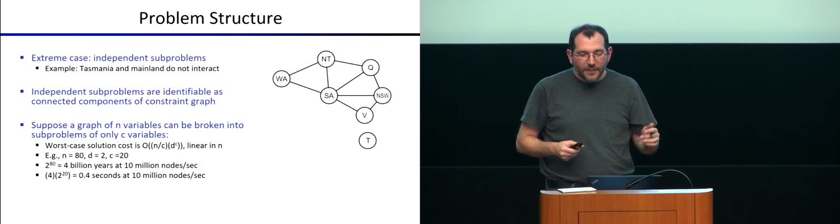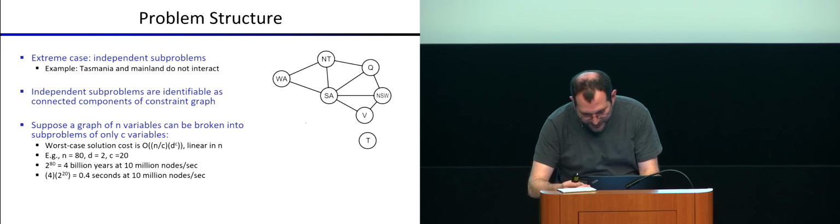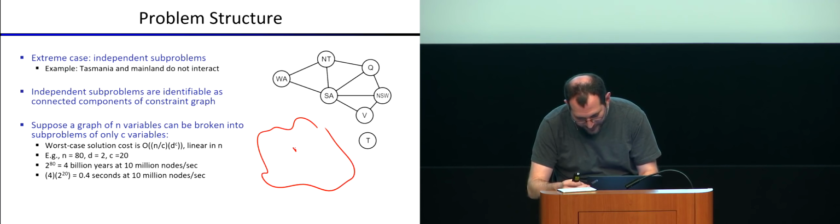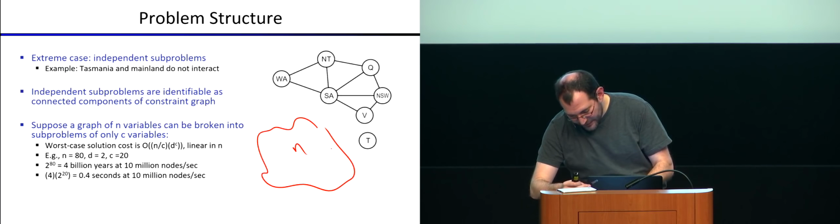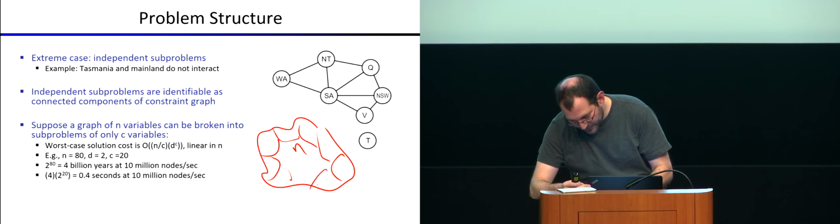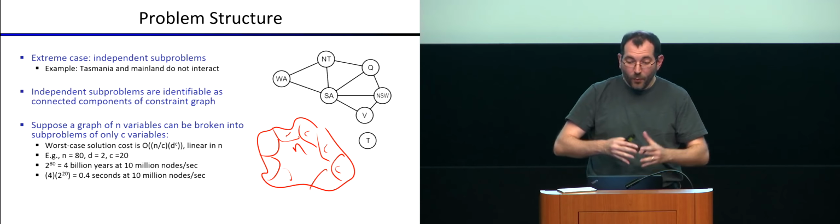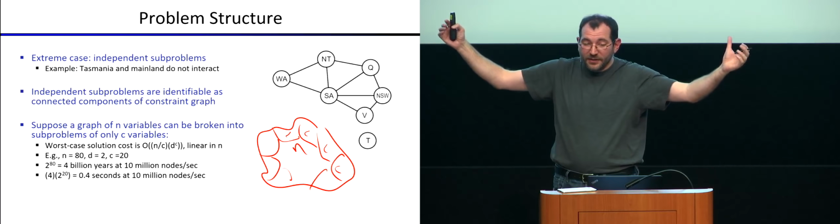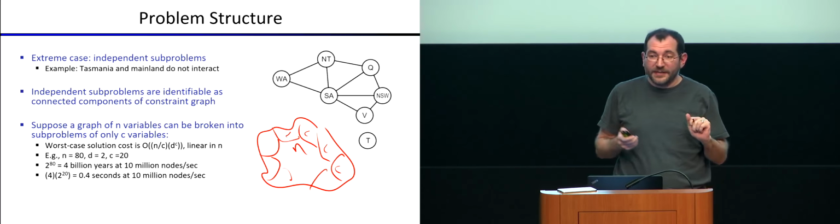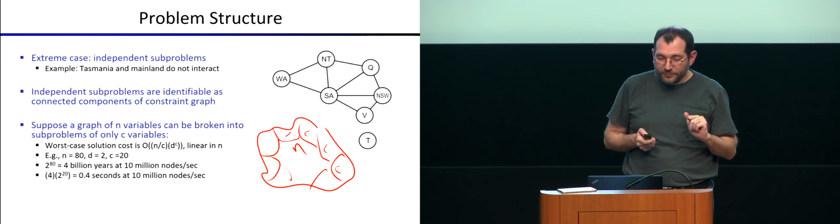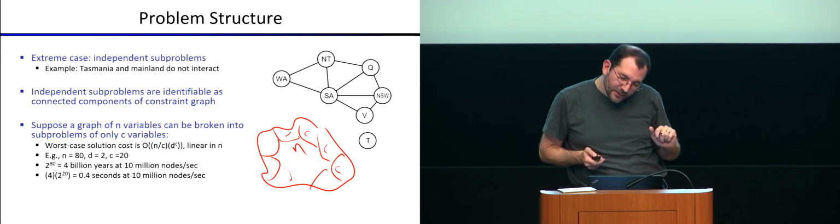Imagine we have some graph of n variables. Here's this graph of n. But it turns out you can break this thing into a bunch of little problems. We're going to hit the limit of my artistic ability. You can break this into a bunch of little problems where each one is of size C. So instead of one giant thing of size n, you have a bunch of problems of size C. How many of them do you have? You have n divided by C of them.